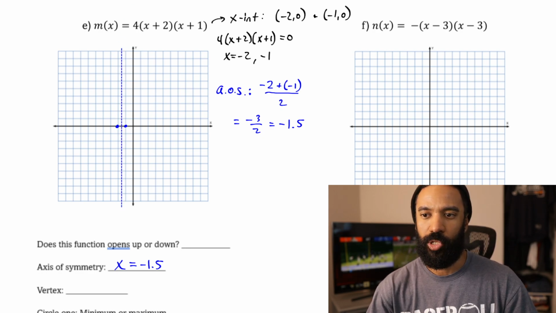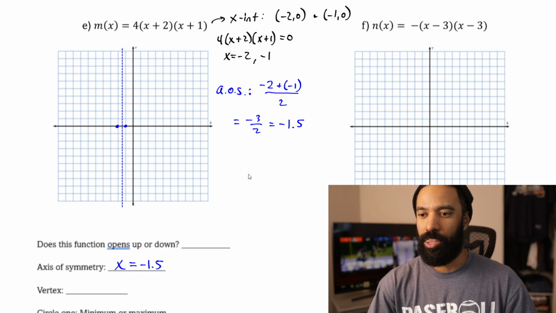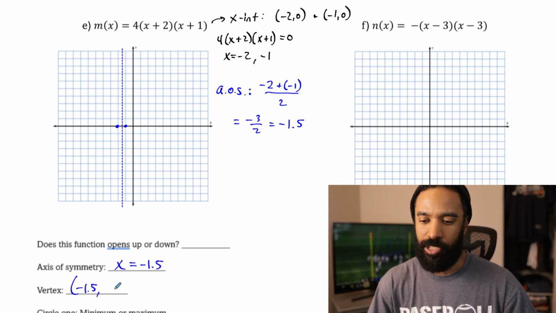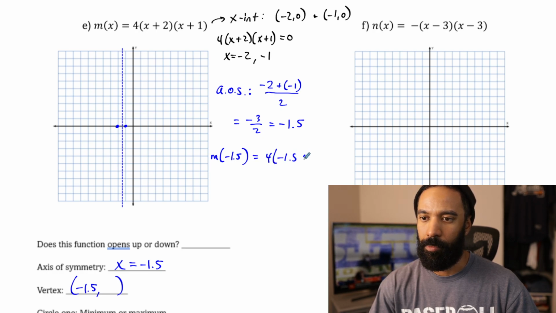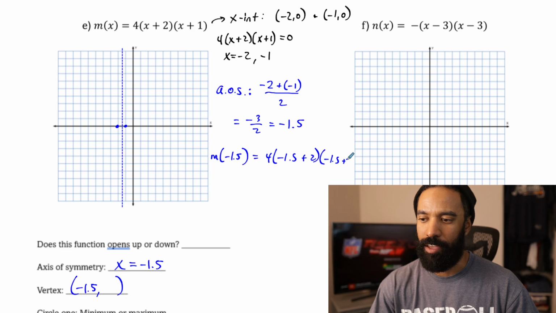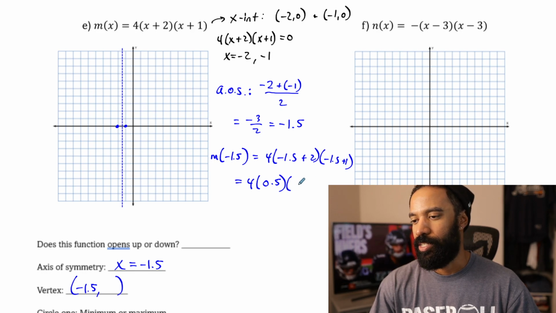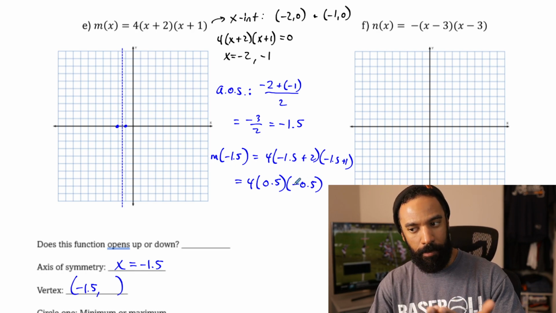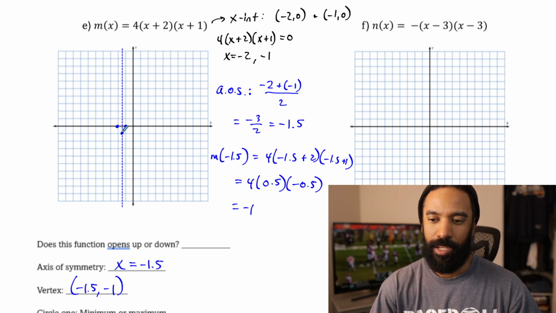Now, we always want the axis of symmetry, not just because they asked for it, but because it helps us get our vertex. So, how do we get the vertex from that? We now substitute negative 1.5 in for x to get the y value. So, over here, m of negative 1.5, we're going to do 4 times negative 1.5 plus 2 times negative 1.5 plus 1, which is 4 times 0.5 times negative 0.5. This is half of 4, which is 2, half of 2, which is 1. Make it negative, you get negative 1. So negative 1.5 comma negative 1, it's right there.